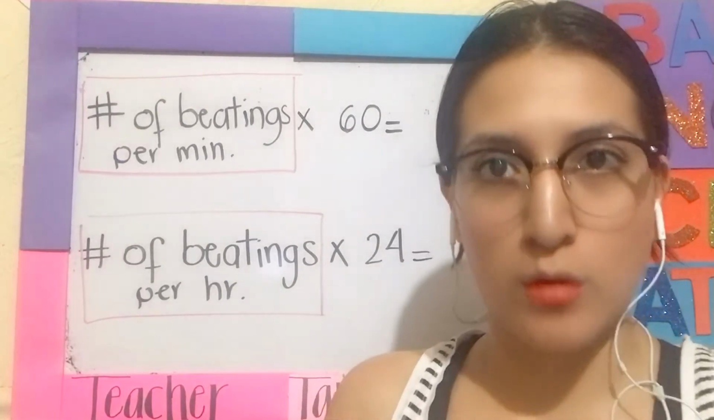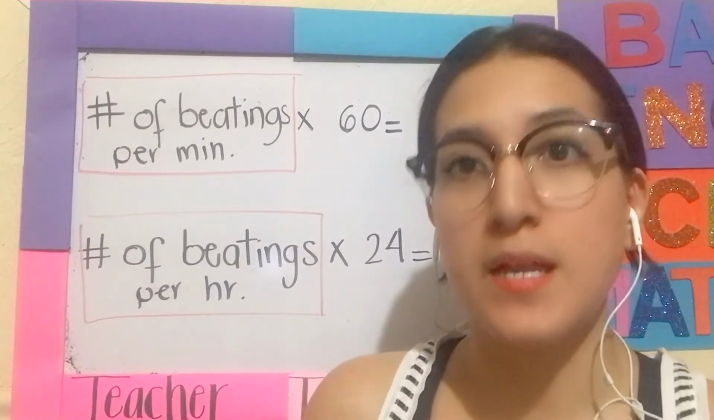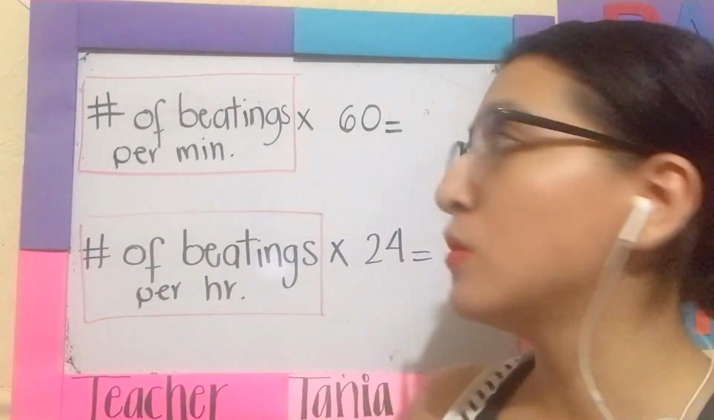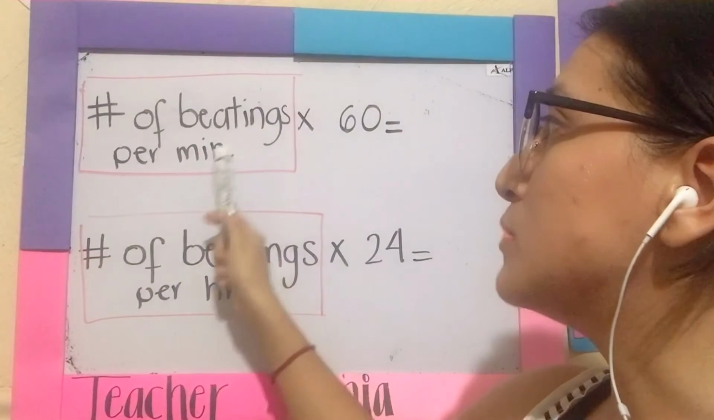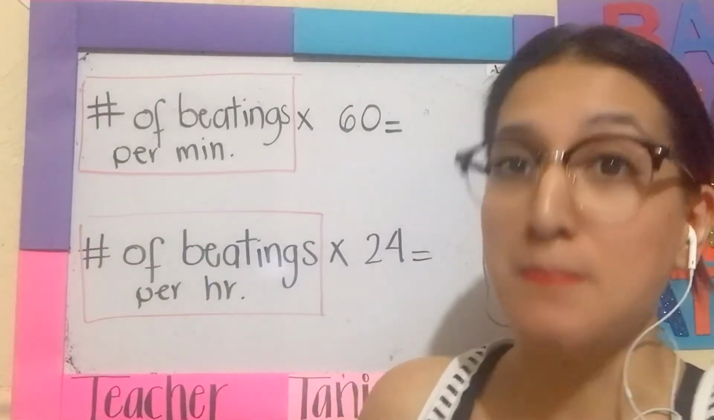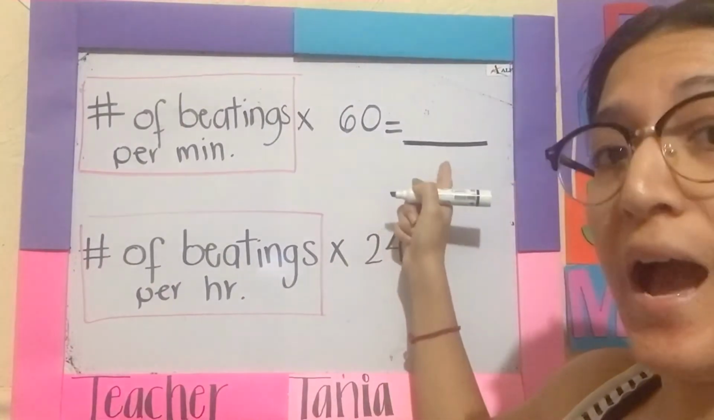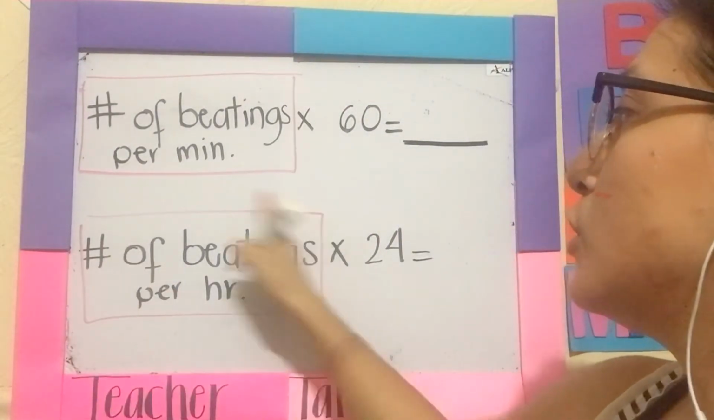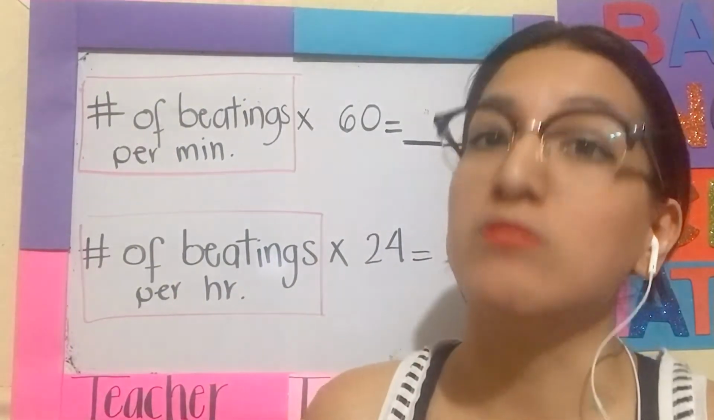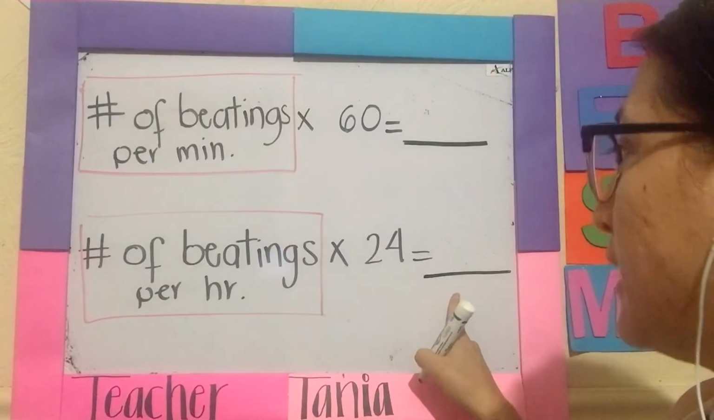Once you have the result of the number of beatings per minute, in order to find out how many beatings per hour and per day, you have to do the following operations. Multiply the number of beatings per minute by 60 because 1 hour has 60 minutes, and there you will get the result of number of beatings per hour. The result, you are going to multiply it by 24 because 1 day has 24 hours, and this is how you are going to get the result of number of beatings per day.